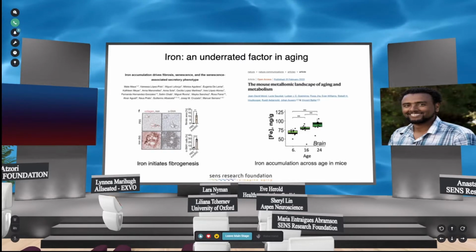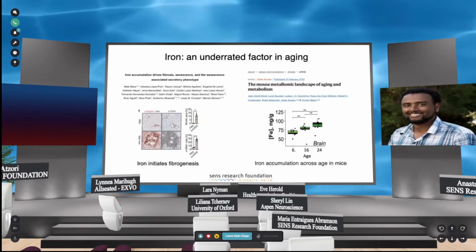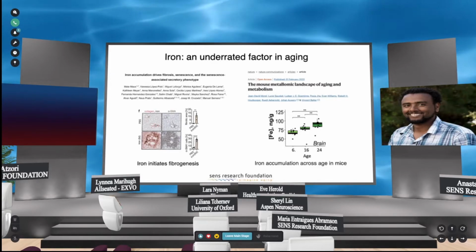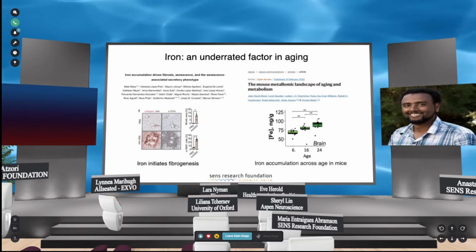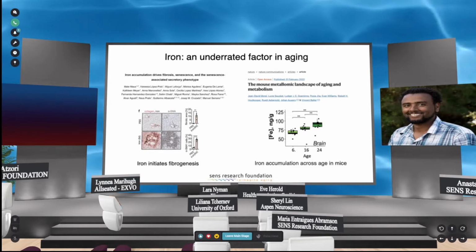So there is iron accumulation in senescent cells. There is also iron accumulation when we age. And we believe now that iron might be an important target, specifically for senescence or generally for aging intervention.